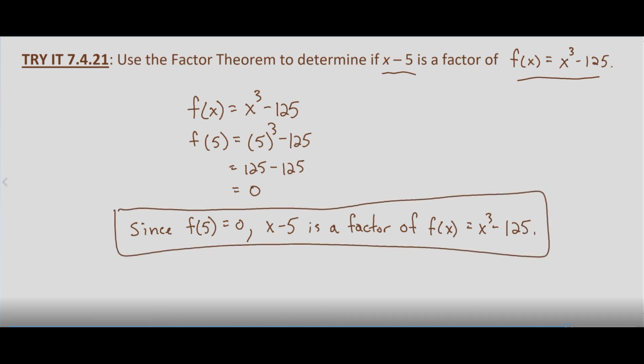And if we ended up with any other result but 0, then we'd know that it's not a factor. But in this case, we did end up with 0 evaluated at 5, at x equals 5, and therefore we know that x minus 5 is a factor of the function.